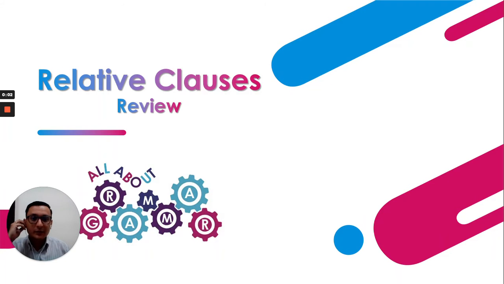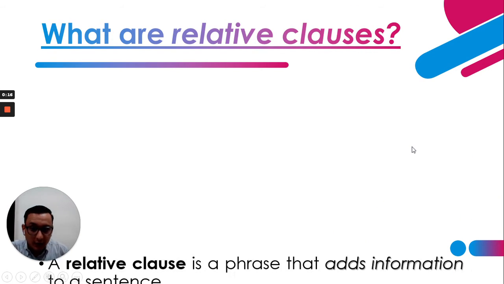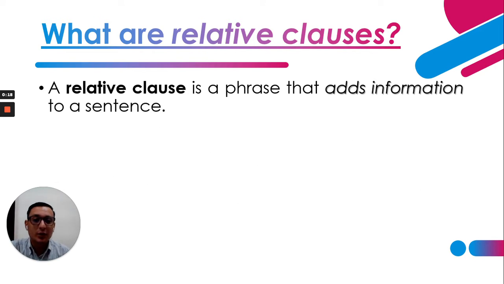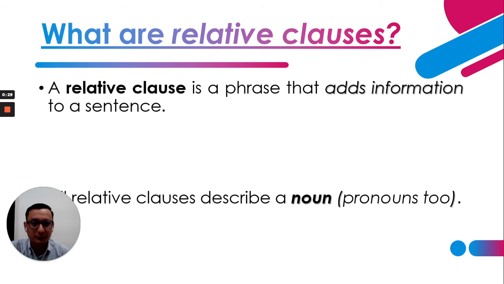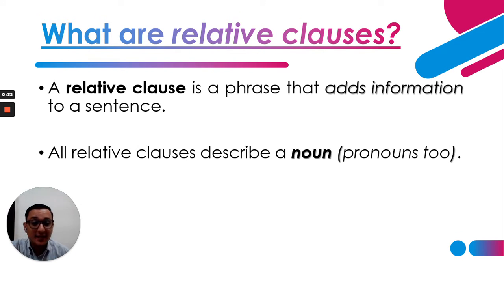All right, this is a short review on relative clauses, or adjective clauses, we studied last synchronous session. Okay, let's start. So what are relative clauses? We said that this is pretty much a phrase or a clause, that's why it's called a clause, that adds extra information to a sentence. They describe nouns and pronouns too. That's something to keep in mind.